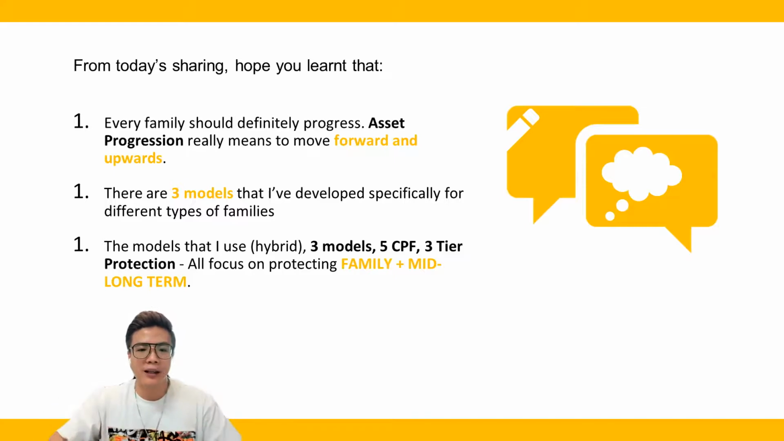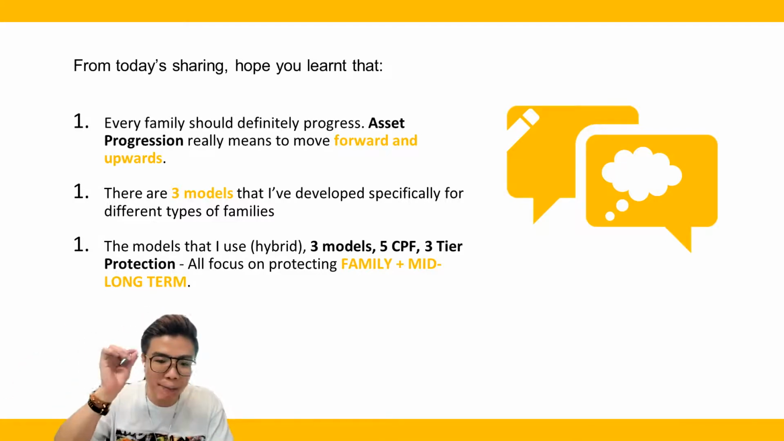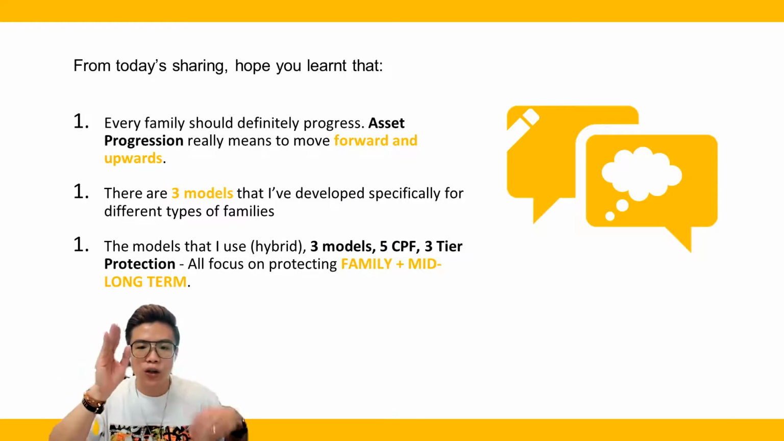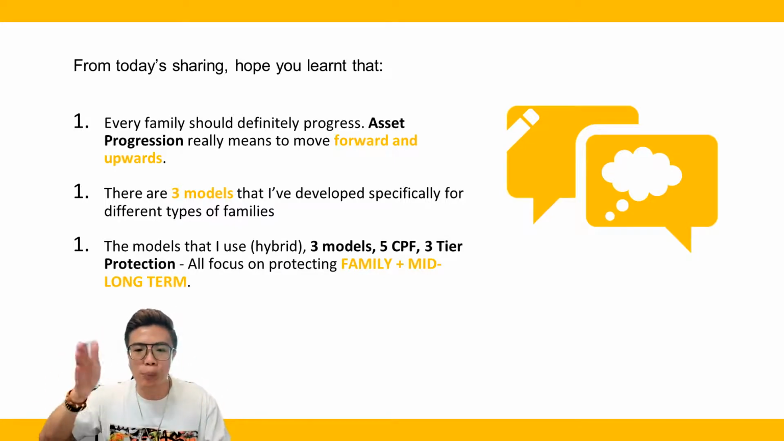Because there are some case studies which later I'll share with you. Some case studies of some clients, which made some impulsive decision that got them stuck in property. So the model that I use, it can be a hybrid model as well. Remember that the 5 CPF and the three-tier protection are all focused on helping you protect your asset and for you to plan for your mid to long term for the best for your family.